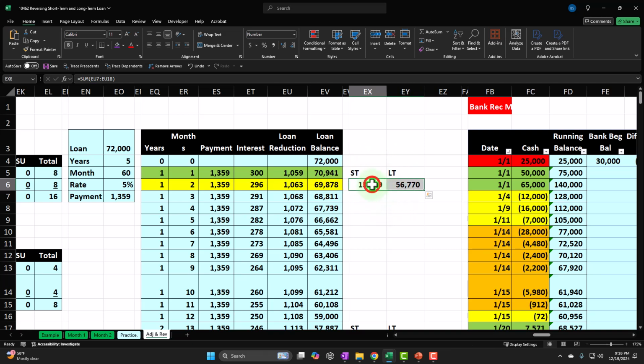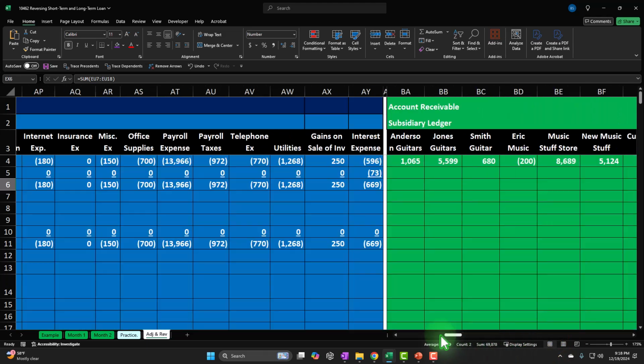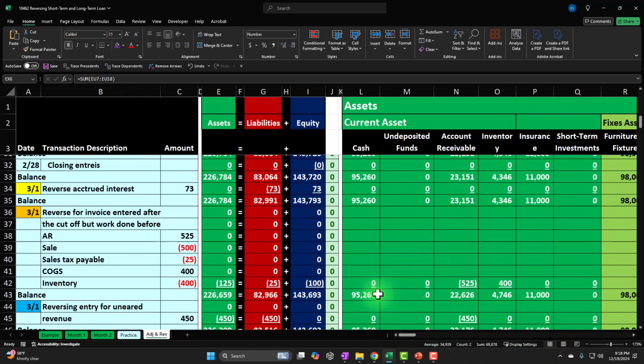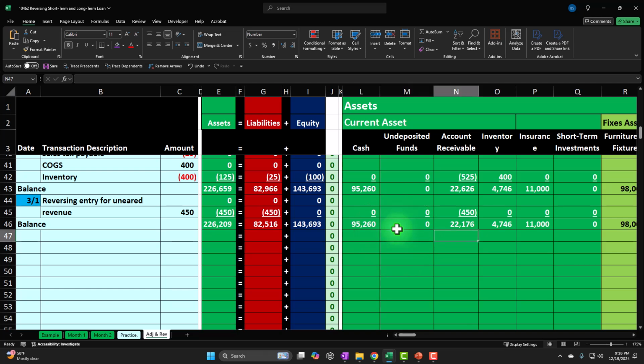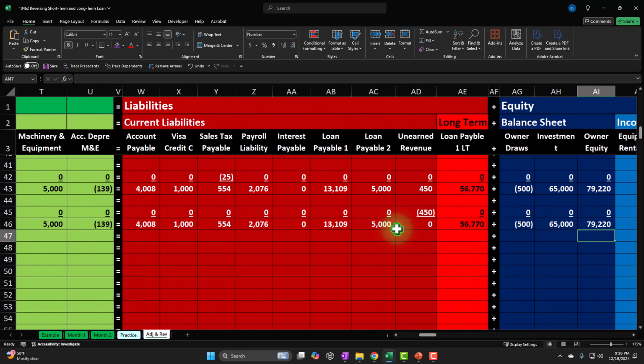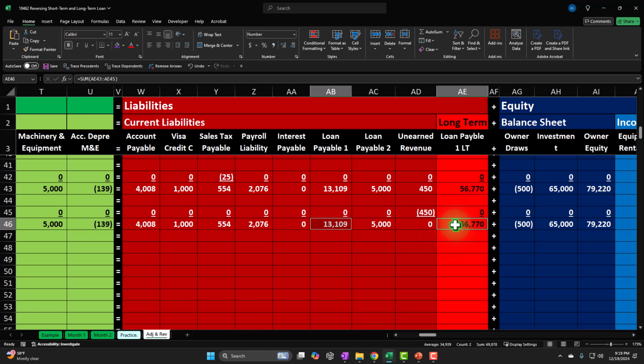But we just broke out the short-term and long-term. So if I go all the way to the left now, you can see that in our loan payable, we've got the long-term broken out, and then here's the other loan. Now we have two loans. This loan didn't have any long-term portion, so we didn't break out a long-term portion. This loan had a short-term and long-term portion, so we've got the short-term here and the long-term here. If I select both of those, that adds up to the total loan balance of the 68,878 that we would see in the amortization table.